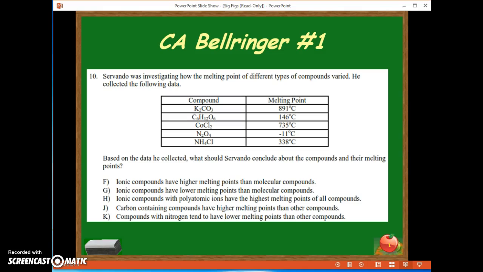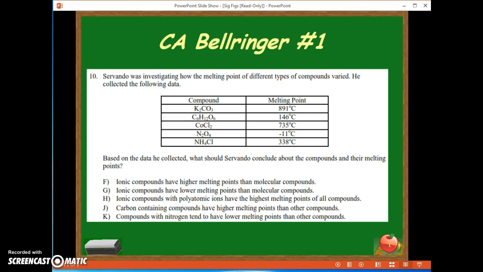Alright, so if we look at this question, we can see that it's asking about the difference between ionic compounds and molecular compounds. We actually did a lab on this a long time ago with salt and sugar. So this is kind of accessing that old information. That's what Common Assessment Review is all about, accessing that old information.